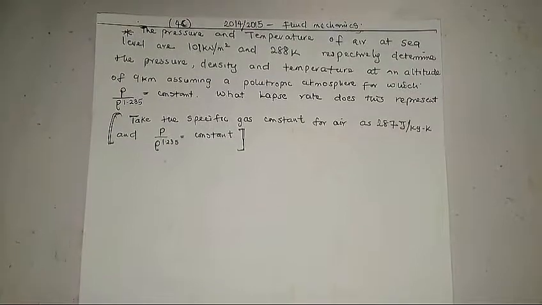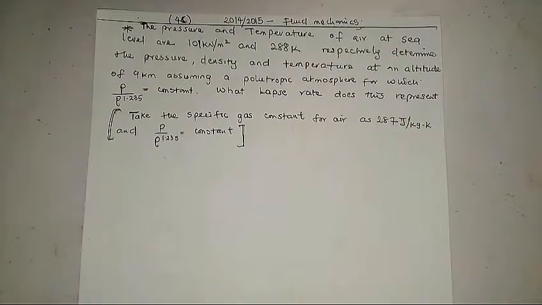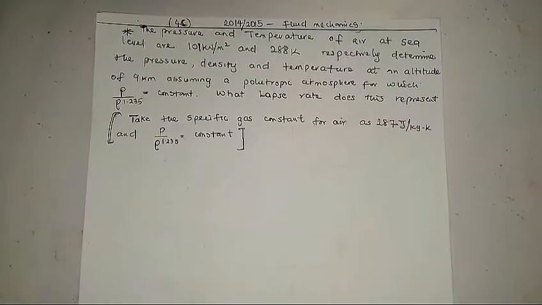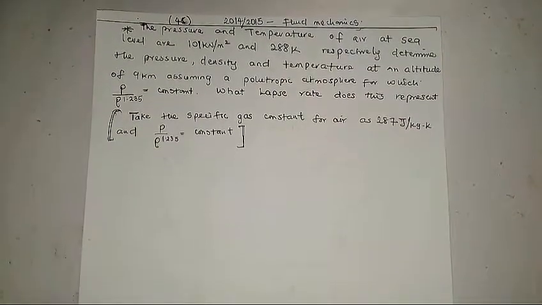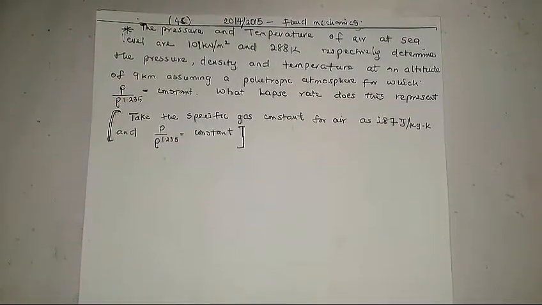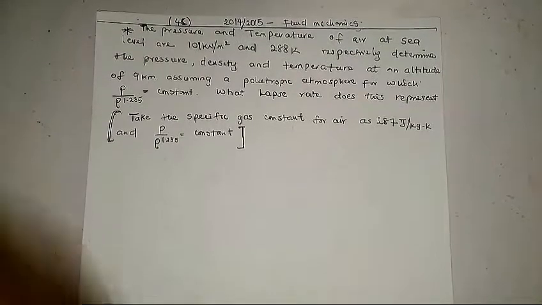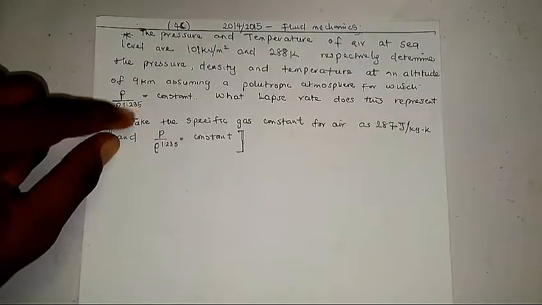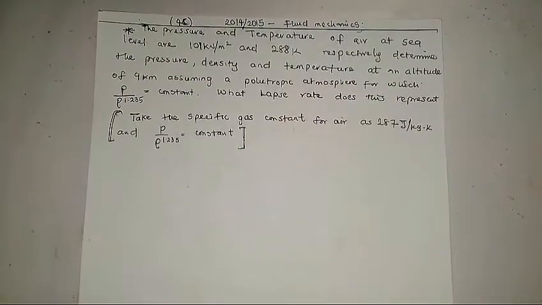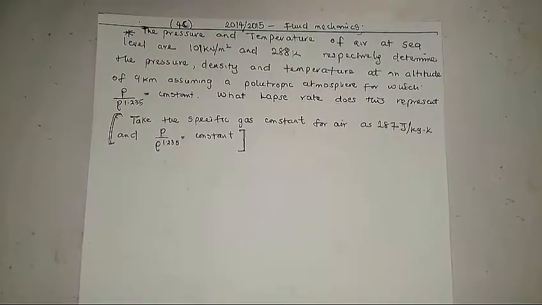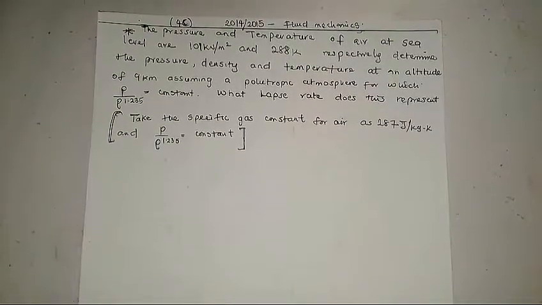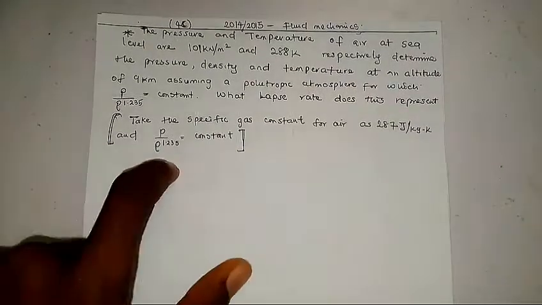at sea level is 101 kilonewton per meter square and 288 Kelvin, respectively. Determine the pressure, density, and temperature at an altitude of 9 km, assuming a polytropic atmosphere for which pressure divided by the density raised to power 1.235 is a constant. What lapse rate does it represent? Take the specific gas constant for air as 287 joule per kilogram per Kelvin.